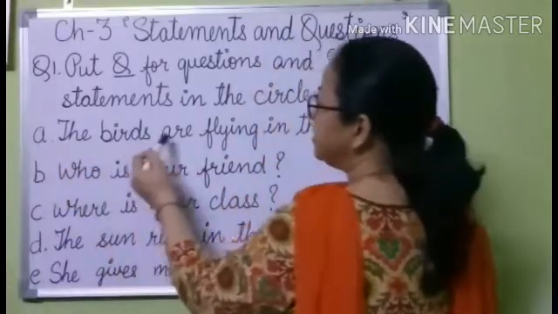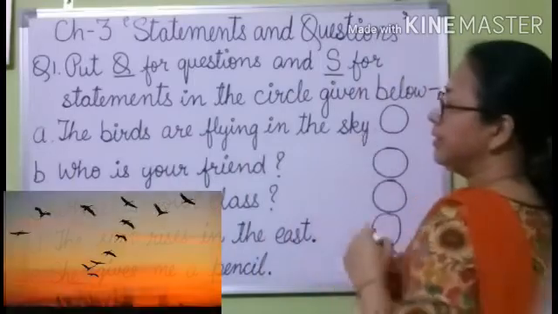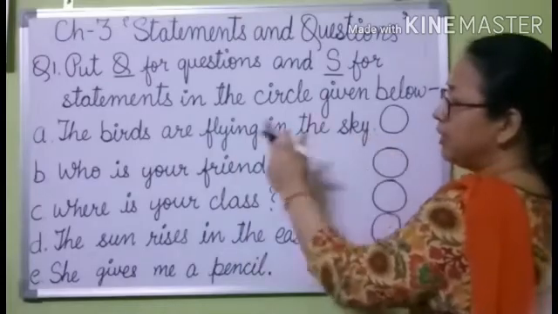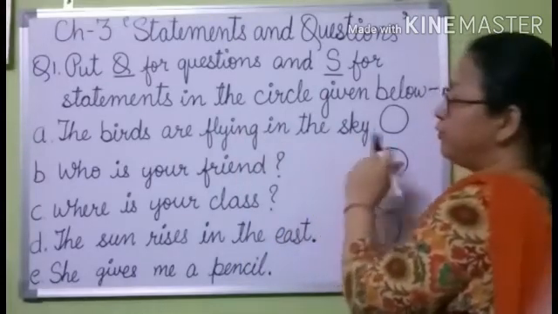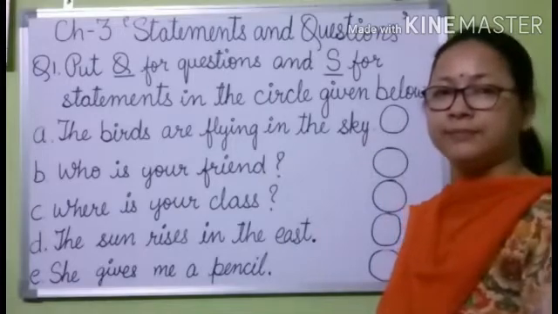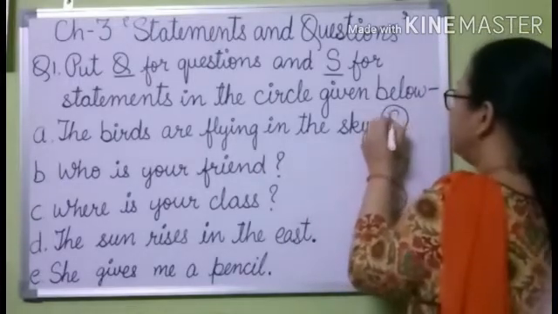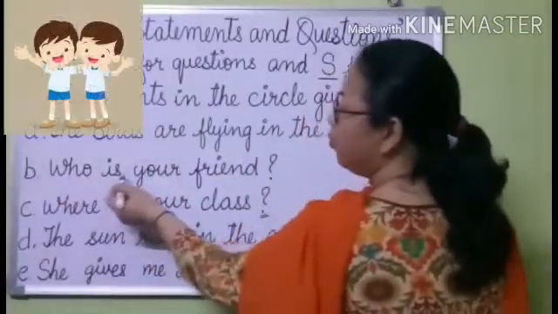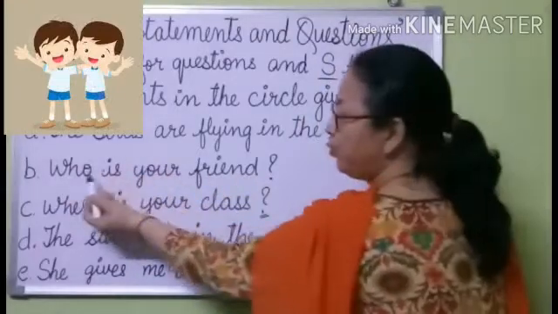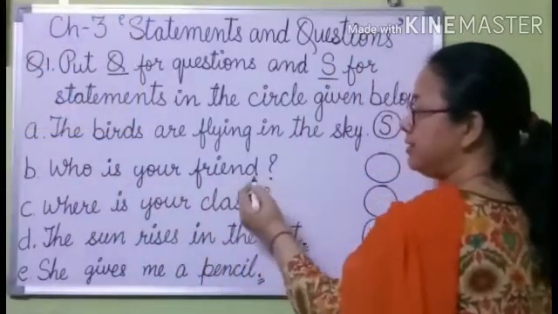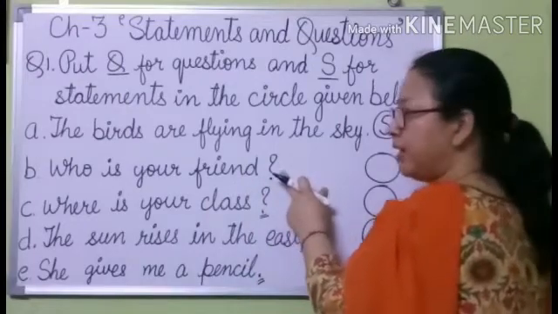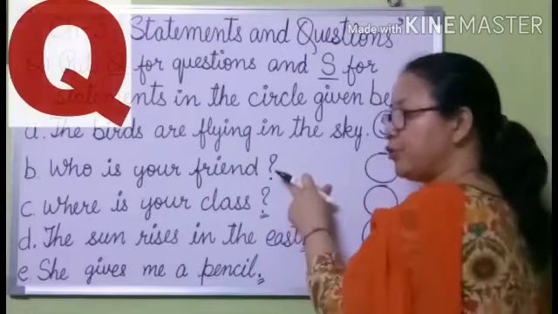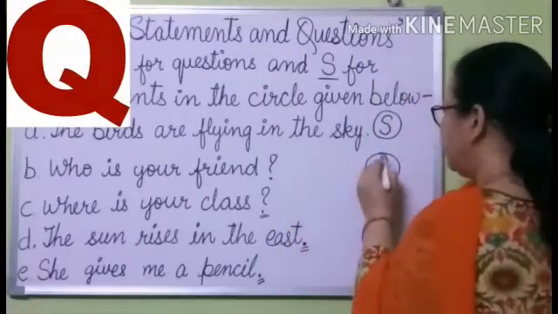Sentence A. The birds are flying in the sky. This sentence ends with a full stop. So it is a statement. But then what do we have to write here? S. We will write here S. It is a statement. In sentence B, who is your friend? This sentence ends with a question mark and it is an asking sentence, so it is a question. So we write here Q.